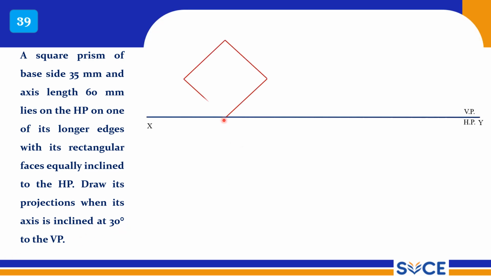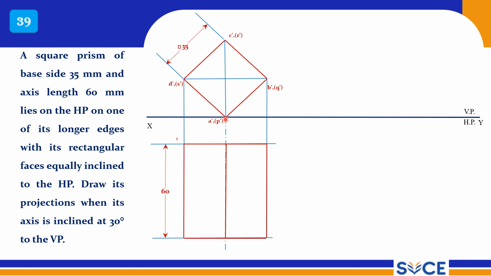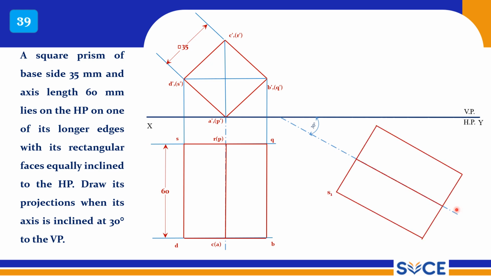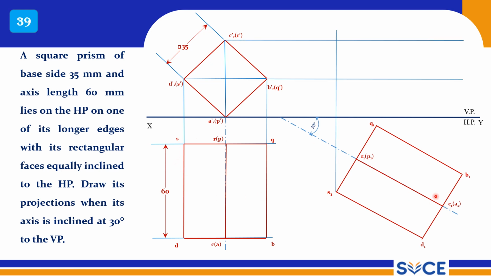So this is how you should draw the square. This is the square, and this is the longer edge on which it is lying on HP. So draw the corresponding top view. Now reproduce this view here with respect to this 30-degree line to VP, and now mark all the points and draw projectors to get the points.